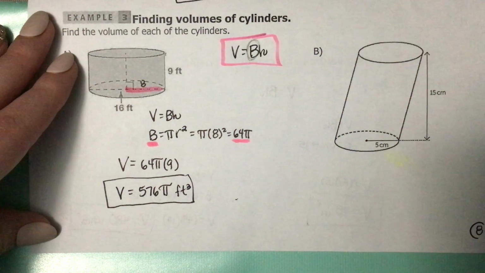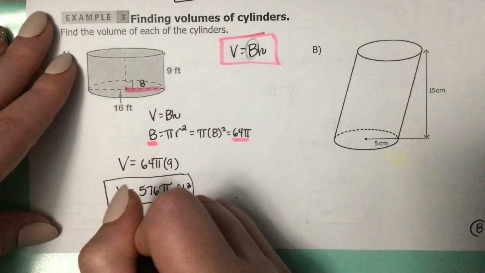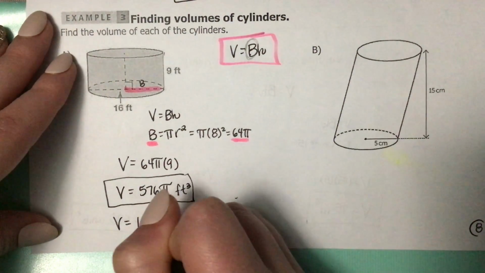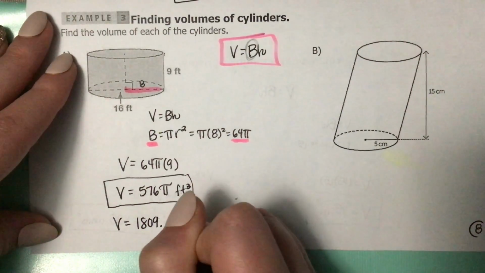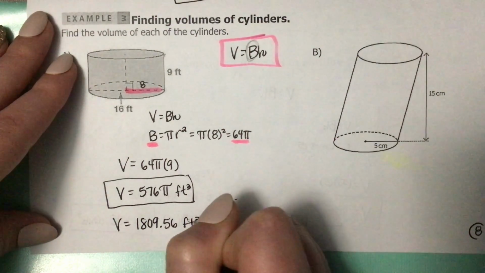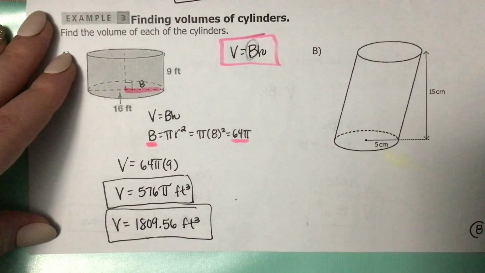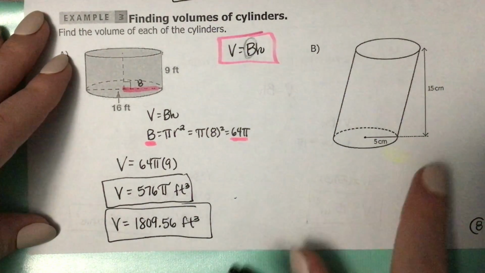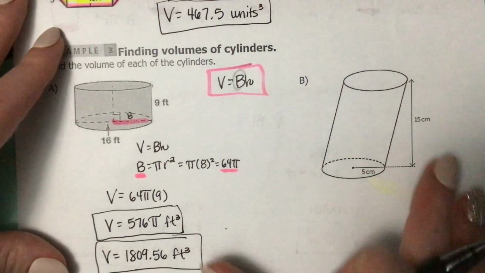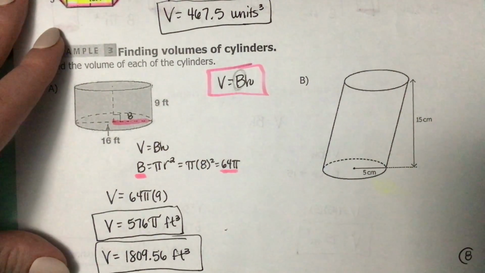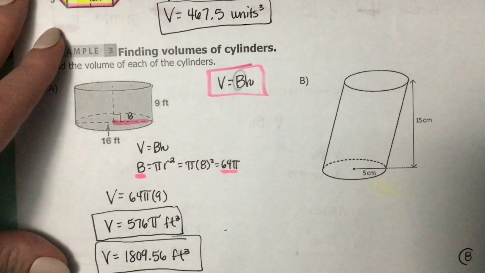a decimal, so we can just take 576, multiply it by pi. Let me do that in my calculator. And we get 1,809.56 cubic feet. So this is a rounded answer. All right, let's do one last problem. We are finding the volume of an oblique cylinder. It is okay that it is slanted. We just need to know the height of it, and we have that height right here.